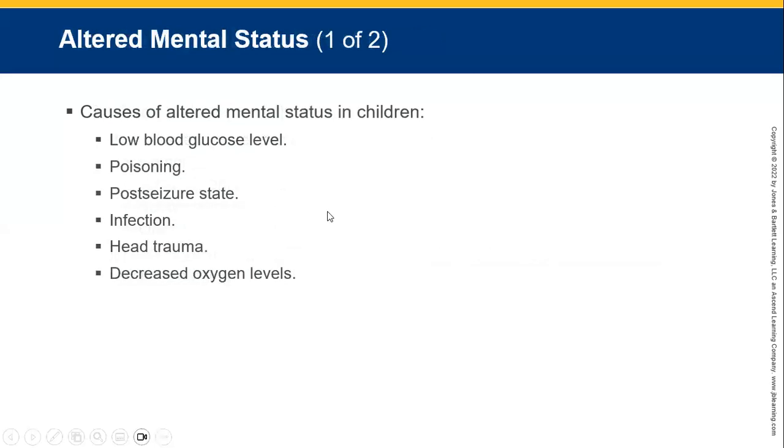Okay, causes of altered mental state in children. Anything from low blood sugar, hypoglycemia, poisoning, post-seizure states, as in the post-ictal state, infection can be quite possible in children. Head trauma, decreased levels of oxygen from any cause.